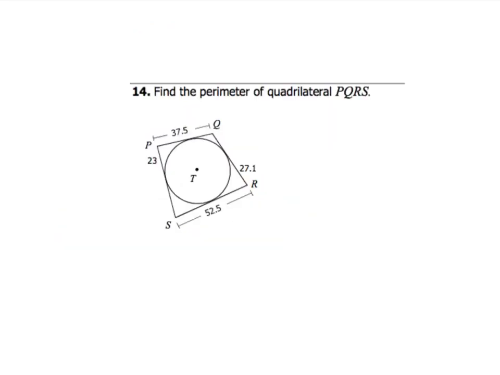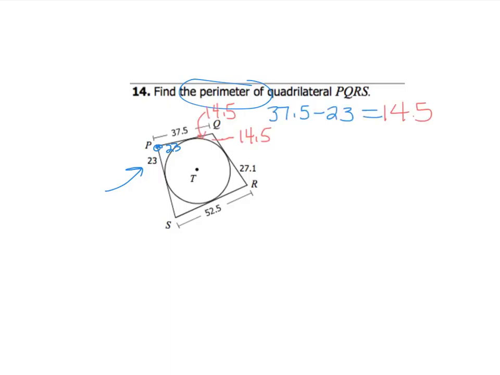Alrighty, let's do this last one. It says find the perimeter of the quadrilateral. Well, what we know is that the sides are going to be congruent if they're tangent. So if this right here is 23, then this little piece in here is also 23. Well, what I'm going to do is subtract 23 from 37.5 and find out what the other side is. Here goes. All right, so I find out that these tangent segments are each 14.5.